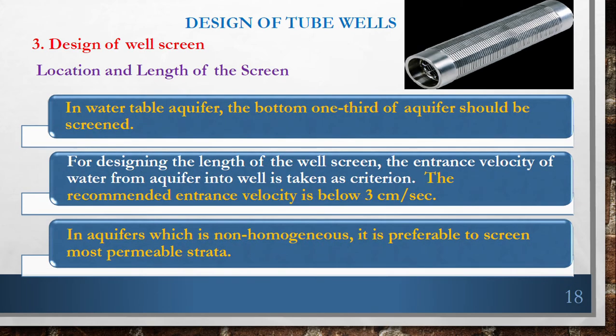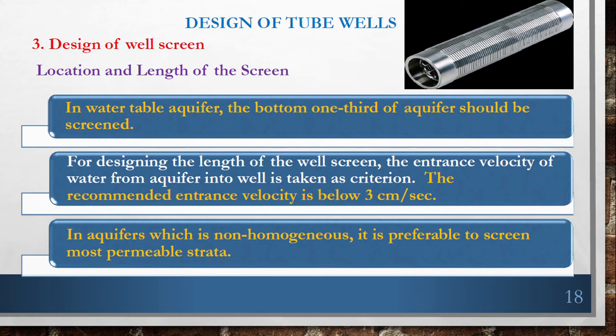In case of a water table aquifer, we have only one confining layer, at the bottom. The bottom one-third portion of the aquifer should be screened in case of a water table aquifer. So we have to place the screen at the bottom one-third portion. That's it. Now for all these things, we have to consider one thing, that is the entrance velocity.